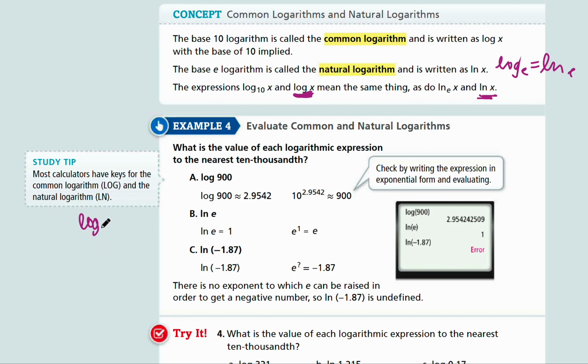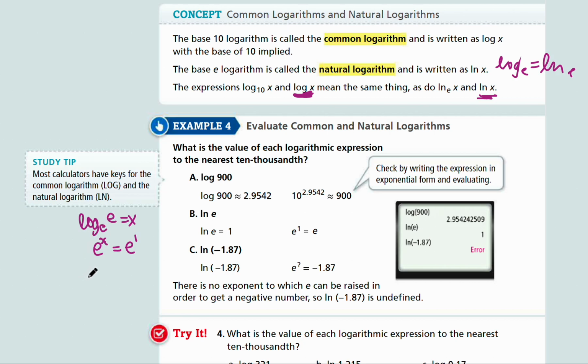is log base e of e, right? So we're finding e to the power of x such that it equals e. So x has to be 1. So ln e is just 1. Okay, the natural log of negative 1.87 is undefined, because think about this.